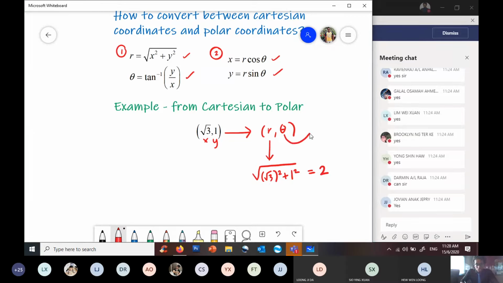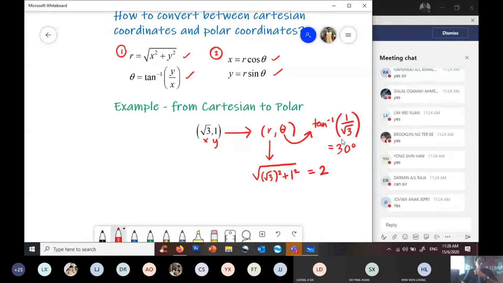My theta, on the other hand, according to the formula here, is the inverse tangent of y over x. So y is 1 and x is square root 3. I did this before the class just now, and I got the answer 30 degrees. Just use your calculator and you will get 30 degrees.